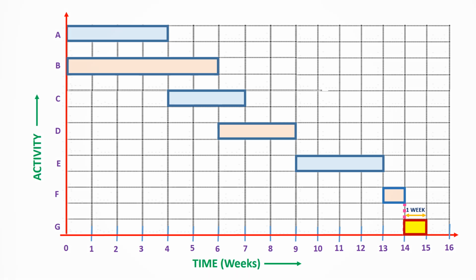Now, our final Gantt chart for the given project. We can clearly see here that the total duration for the completion of this project is 15 weeks. That is the day when the last activity is completed, that is activity G, which is 15 weeks.